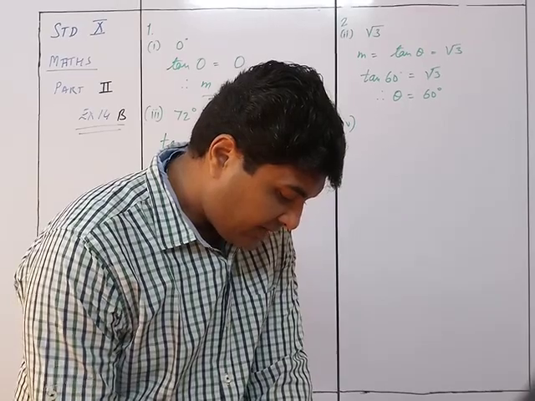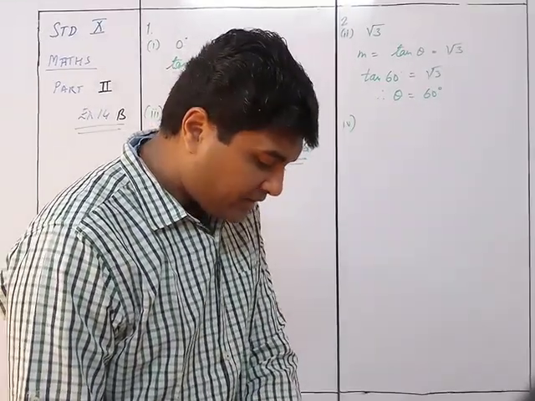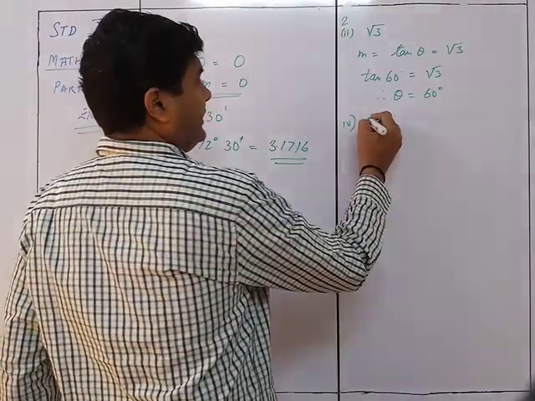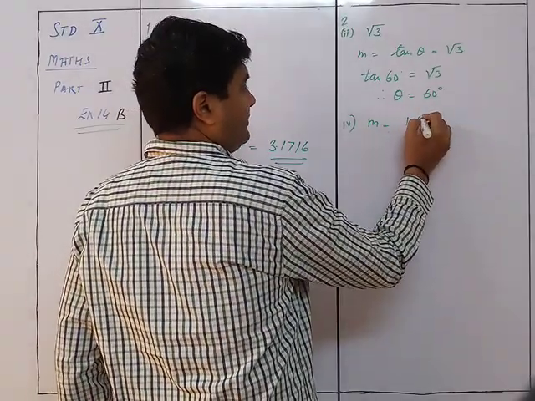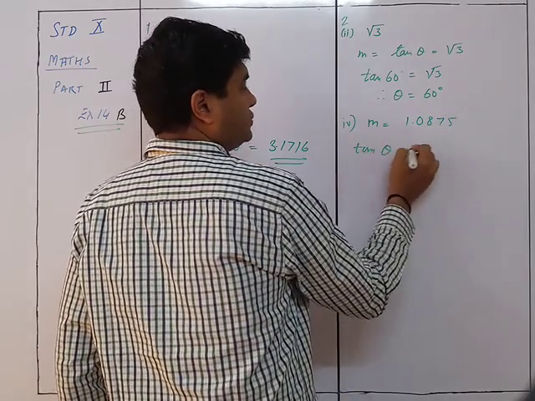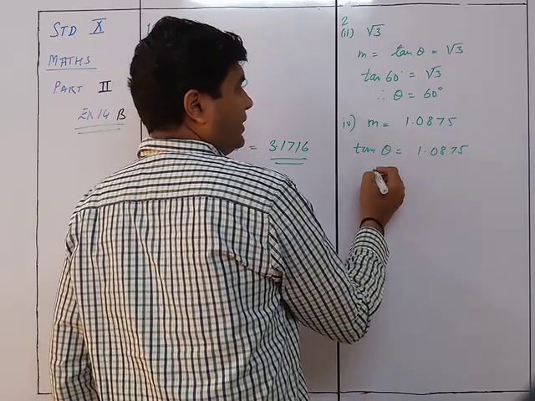Okay, so that is theta is 60 degrees. The next is m is equal to 1.0875. So tan theta is equal to 1.0875. So again you need to find out theta.